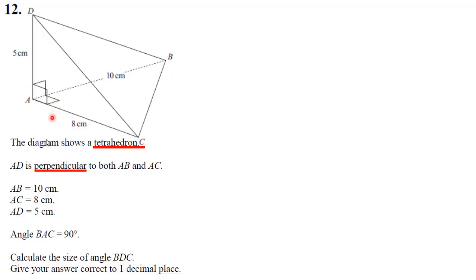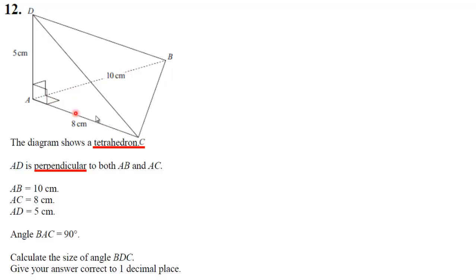I'm looking at it on the diagram. They've also given us some dimensions, which are also on the diagram. AB is 10 centimeters, AC is 8 centimeters, and AD is 5 centimeters. And those values are on the diagram there. They've also told us that the angle BAC is 90 degrees. That's that right angle there. It's on the diagram as well.